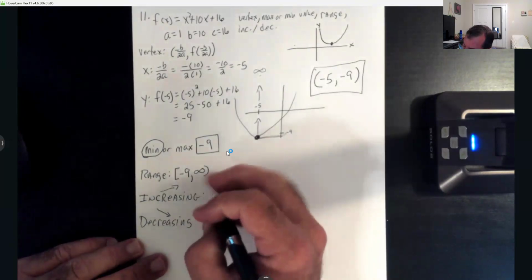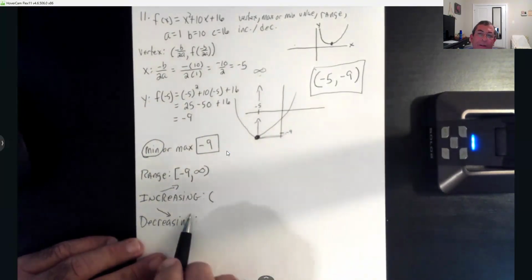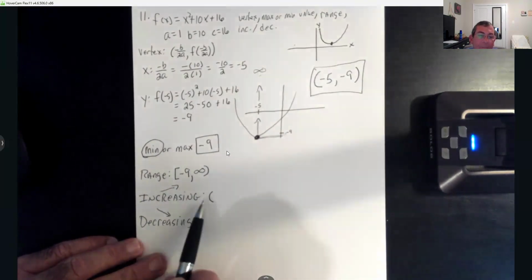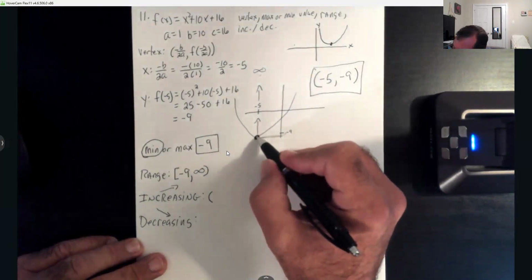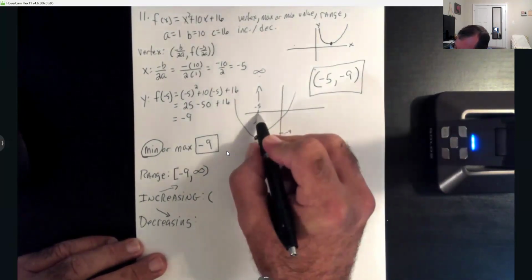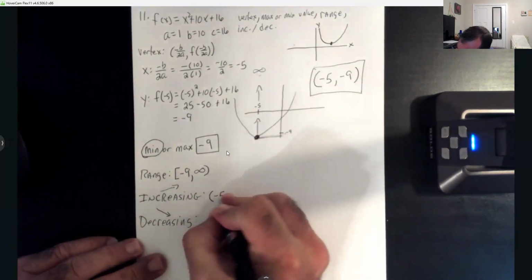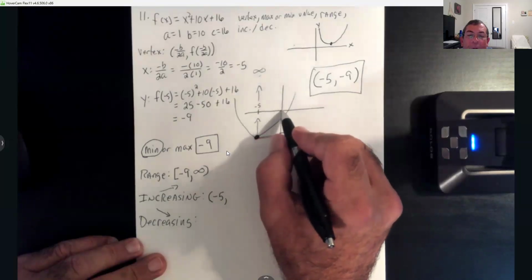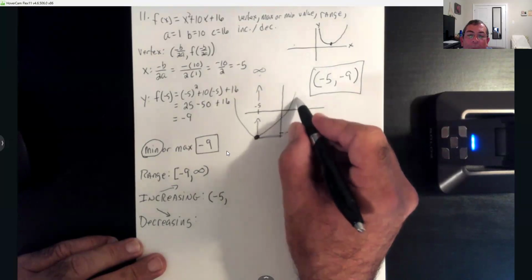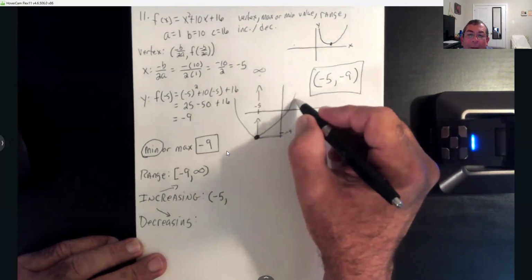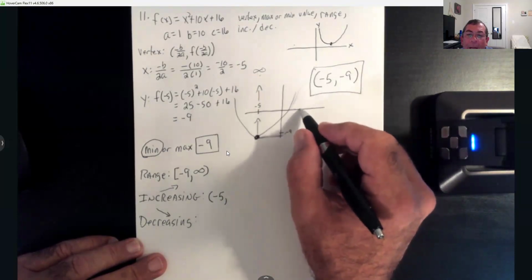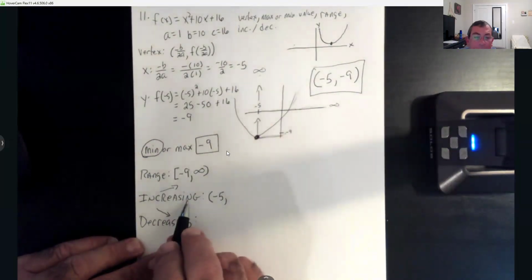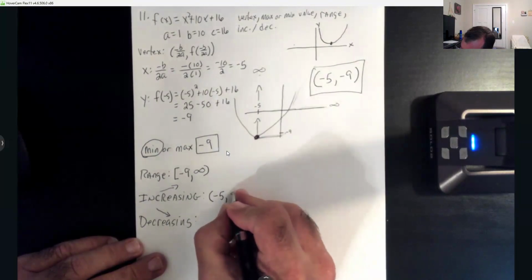So they want increasing first, and these are always in curvy parentheses. The only thing you're putting a bracket on is the range's number, okay? All right, so increasing, the graph starts increasing right here at this x value of -5. So from the x value of -5, as my x values go to the right, my graph is going uphill. As I keep going to the right, my graph is going to keep going uphill as my x's head towards positive infinity. So increasing will be -5 to infinity.